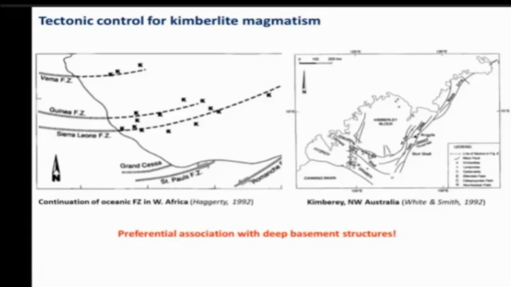Now these slides show the controls of the tectonics. What are the tectonic controls that are necessary for kimberlite magmatism? Here I must say that this model is not only valid for kimberlites, but a similar model has also been applied to address some occurrences of other related rocks like lamproites. I'm not going into detail of these studies, but they conclusively show that the intrusion of this alkaline suite of rocks preferentially happens in association with some deep basement.